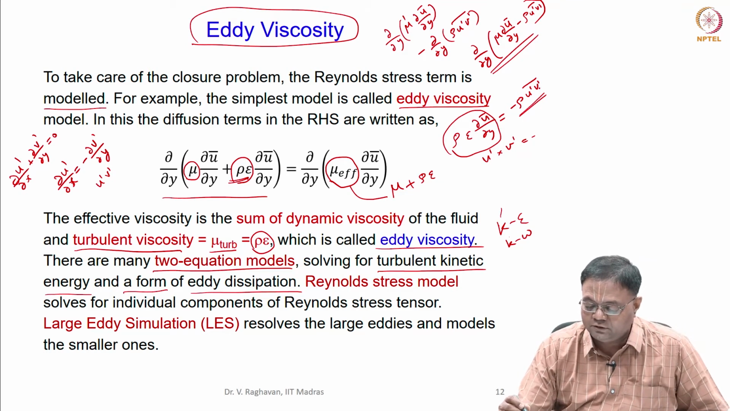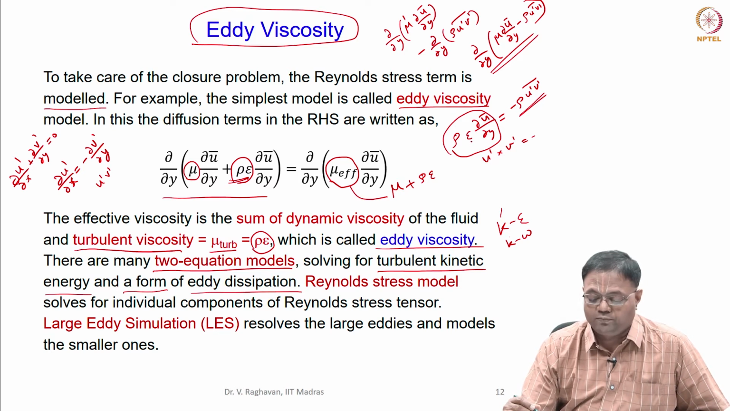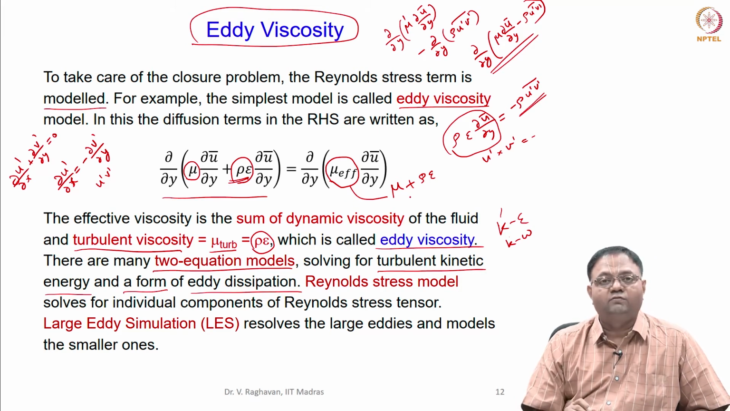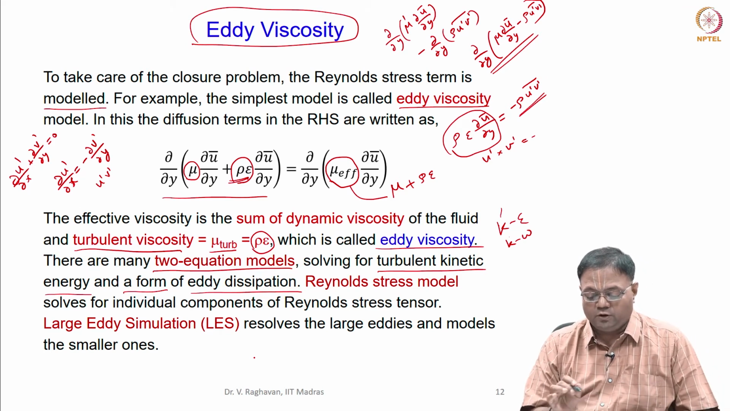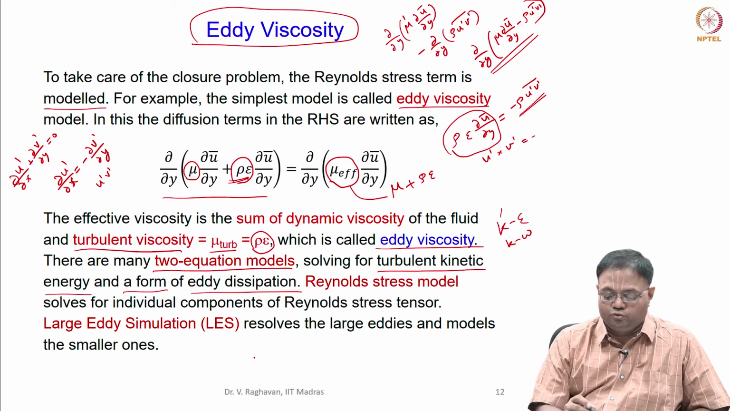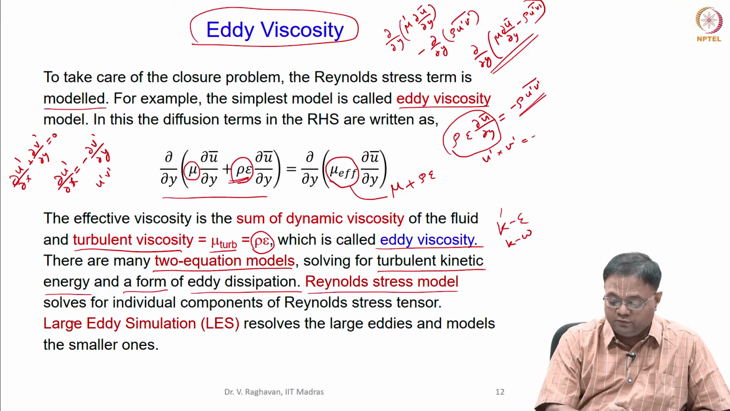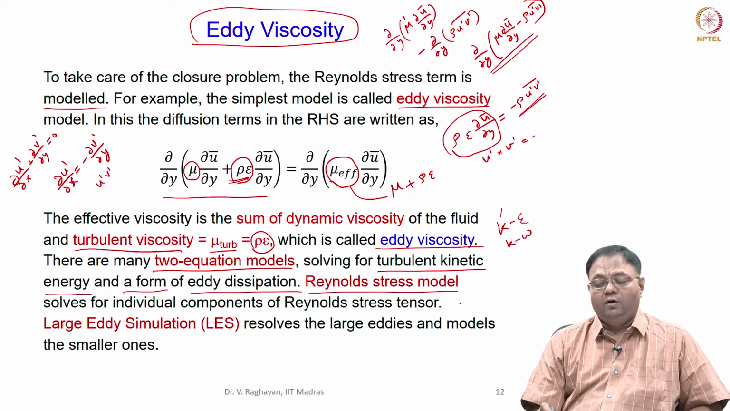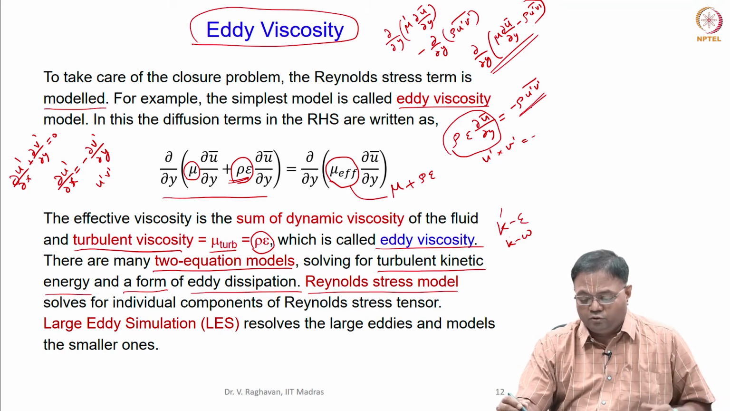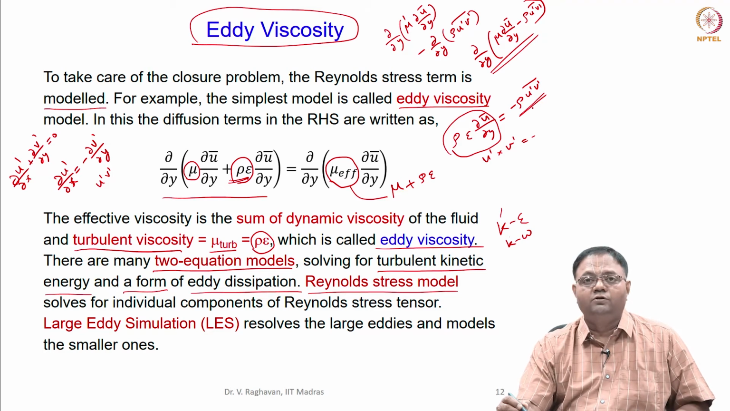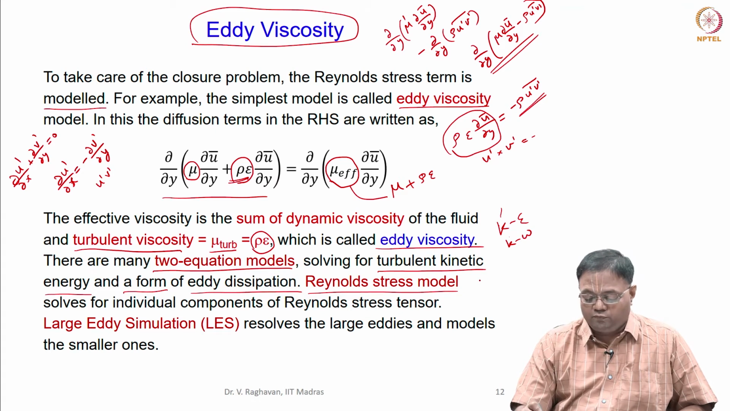For example, if I write this in the simplest way, minus rho u dash v dash bar is written as rho epsilon times dou u bar by dou y, then you can see that I call for some effective viscosity here and try to solve this. Okay. Similarly, there is a higher order model beyond the two equation model: the Reynolds stress model, which solves for all the terms appearing like this. In 3D we will have 5 or 6 terms, and for all of these we will have a separate equation to solve. That is the Reynolds stress model, a 5 equation model.